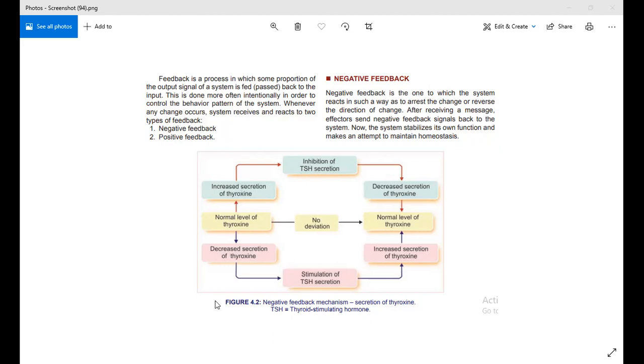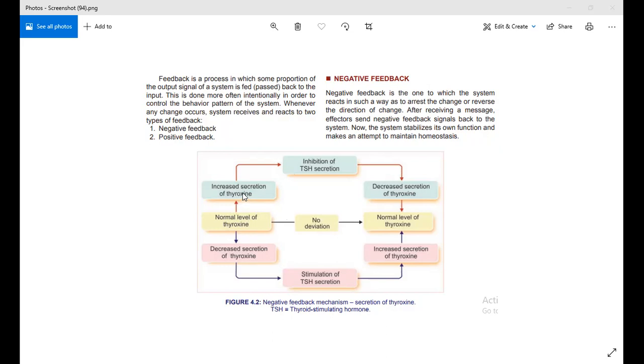But let's look at the homeostatic mechanism, the negative feedback of how the thyroid gland functions. So here, let's start from this place. Normal level of thyroxine. So this is the normal level of thyroxine that we are supposed to have in the body. Now, imagine that there was an increased secretion of thyroxine. So it means that the thyroid gland increased the secretion of thyroxine.